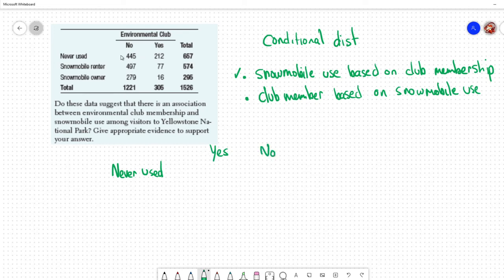So in that first one, I would say 445 over the 1221. Now versus never used. Whoops, I went the other way. So let me fix this. This is the no. So on this side here, we got 212 over, oops, 305. Okay.